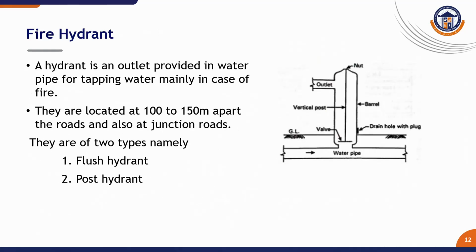The fire hydrants are specialized valves used for emergency water supply during firefighting operations. They are installed along the roads at intervals of 100 to 150 meters, especially at junctions and public places. There are two types of fire hydrants. One is flush hydrant installed below ground level, and the other is post hydrant, installed above the ground level.